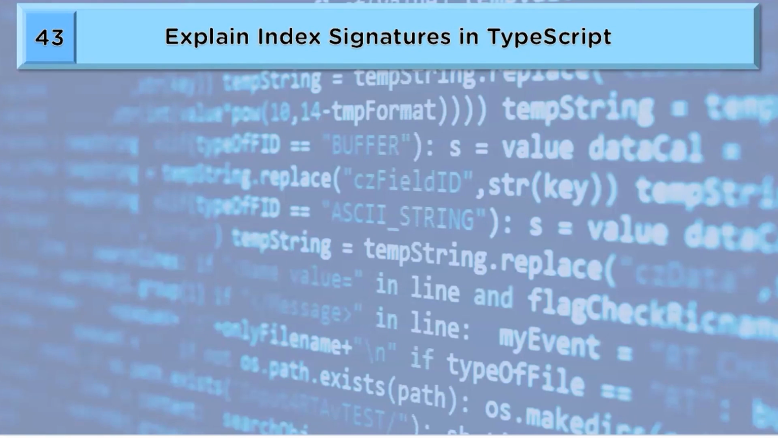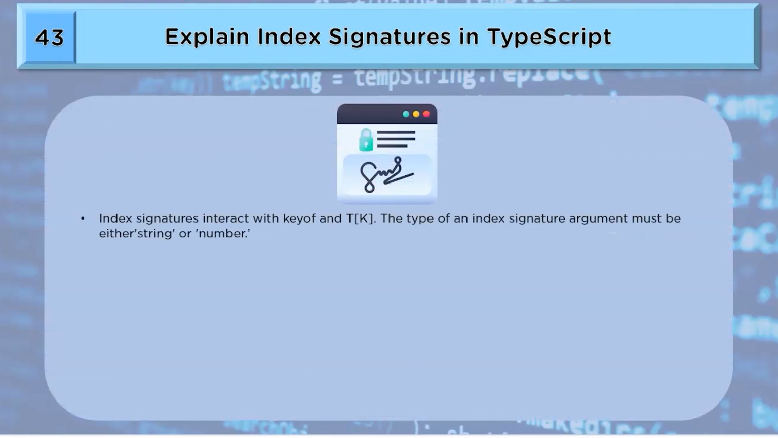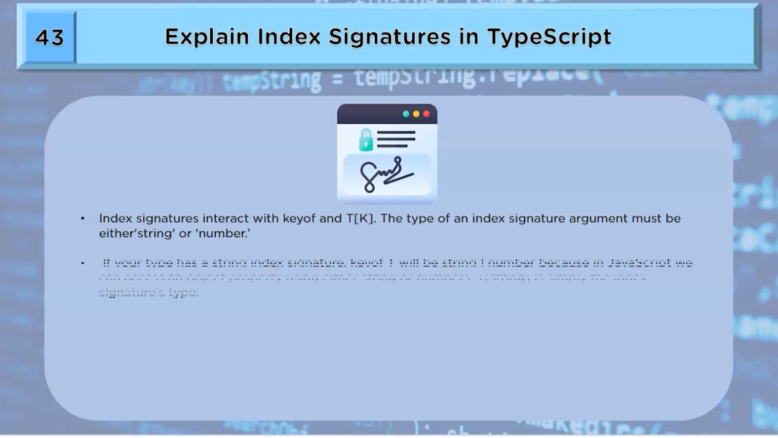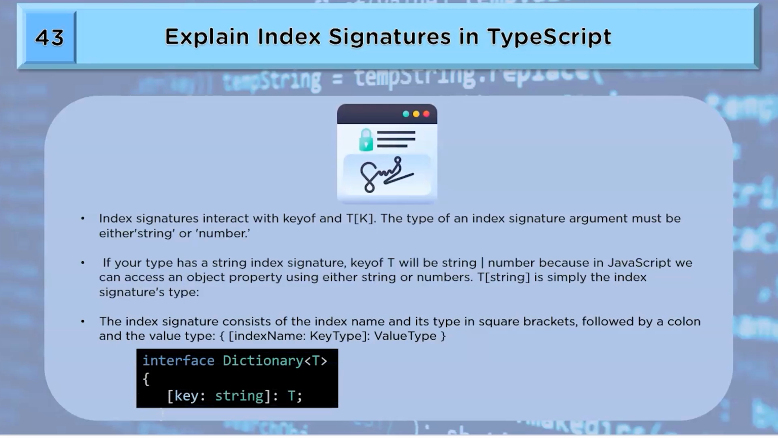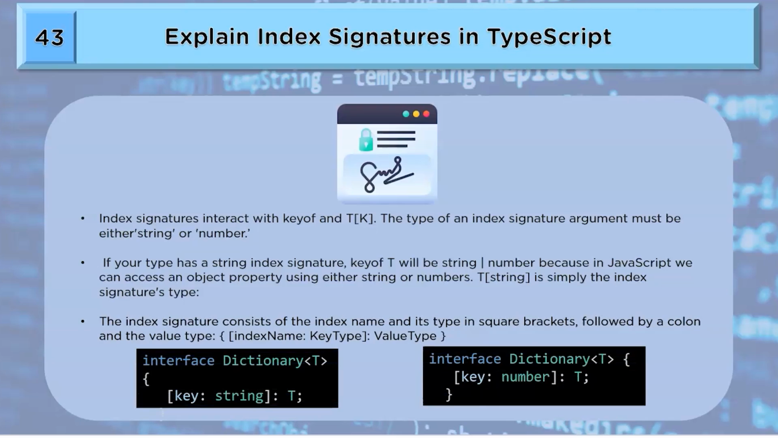Explain index signatures in TypeScript. Index signatures interact with keyof and T[K]. The type of an index signature argument must be either a string or a number. If your type has a string index signature, keyof T will be string or number, because in JavaScript we can access an object property using either string or numbers, and T[string] is simply the index signature's type. The index signature consists of the index name and its type in square brackets, followed by a colon and the value type.